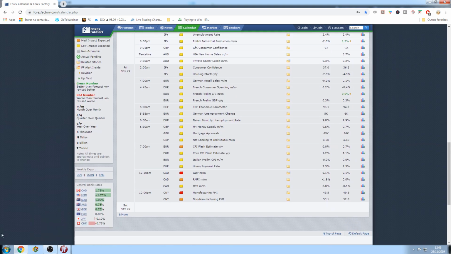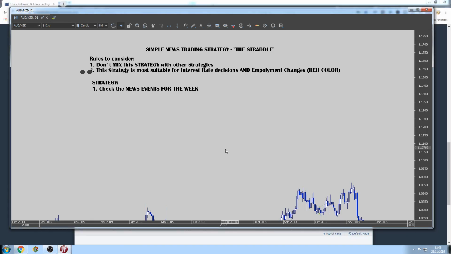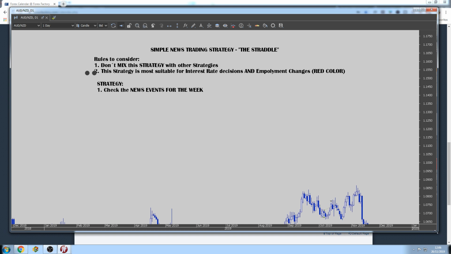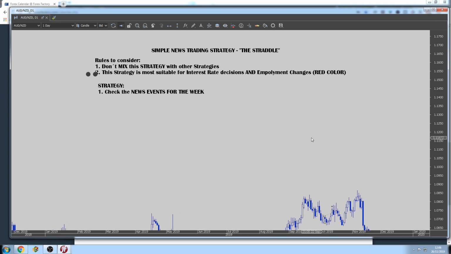Passion, can I straddle the other red news events? You can, you can straddle all the red news events if you want, but this strategy is most suitable for interest rate decisions and employment changes. But you can straddle whatever you want, no problem. So number 1, check news events for the week.